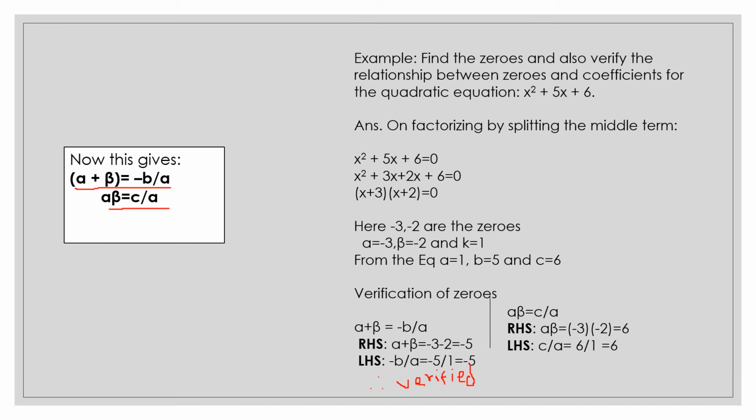Now alpha beta is minus 3, basically the product of our zeros, that is minus 3 into minus 2, which equals 6, and LHS c by a, c is 6 and a is 1, so 6 by 1 equals 6, and therefore we have proved that RHS equals LHS. So we have proved our relationship, we have verified our relationship between the zeros and the coefficients.